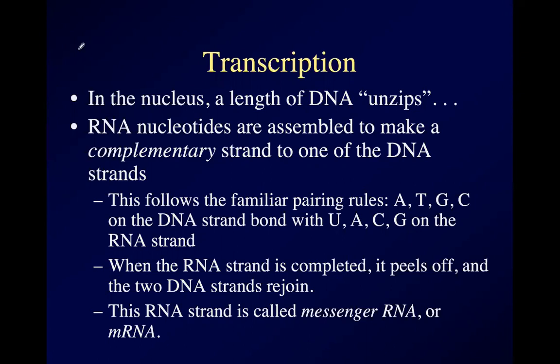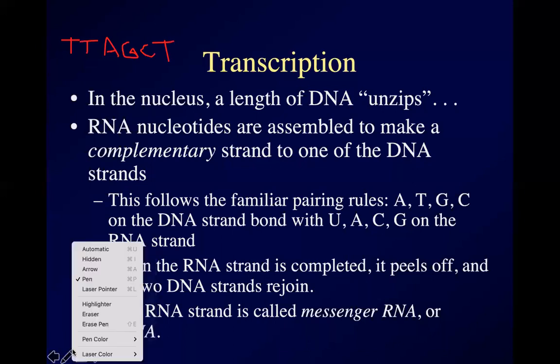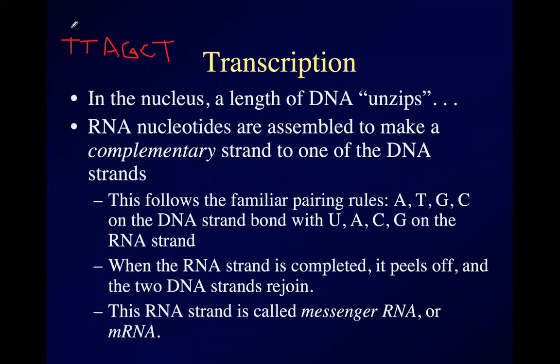So if I have a strand of DNA that says T, T, A, G, C, T, if that's a DNA strand, the complementary RNA strand that forms here will be A, not T, but U, C, G, A. There we go.